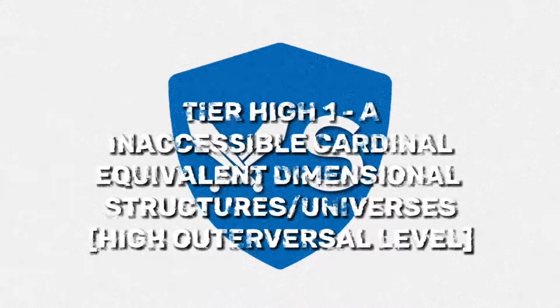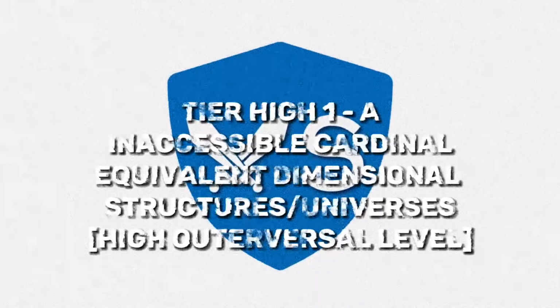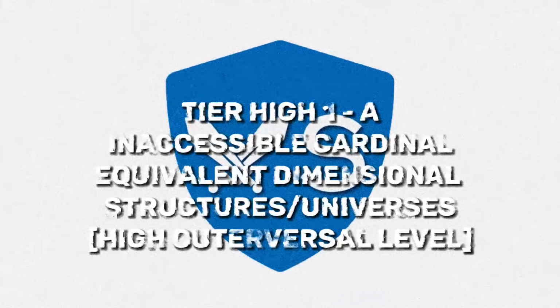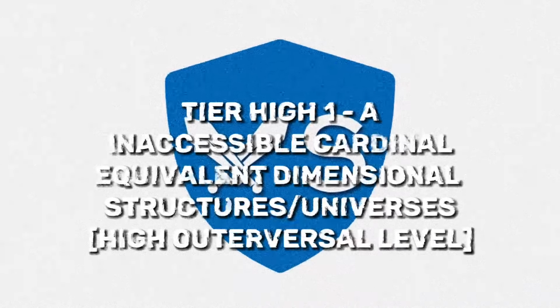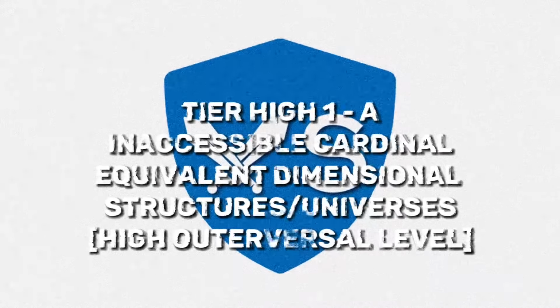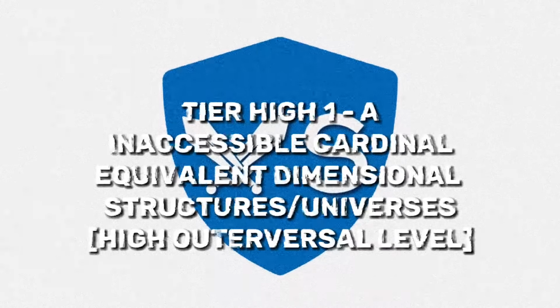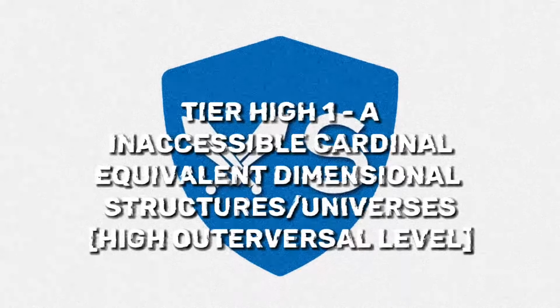Inaccessible cardinal is unreachable even in a hierarchy of a never-ending amount of olofs stacked up on each other. So to be on the high outer scale, you need to be able to create or destroy structures of the level of an inaccessible cardinal, which means dwarfing structures of an olof cardinal's range by an undefinable margin.